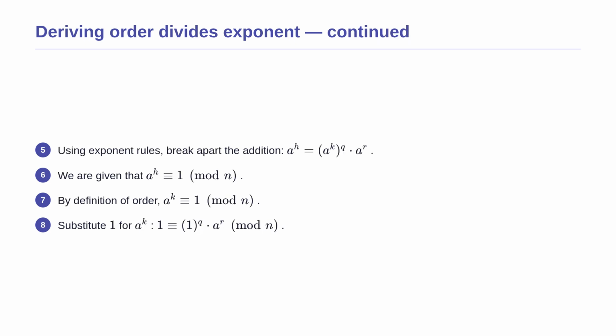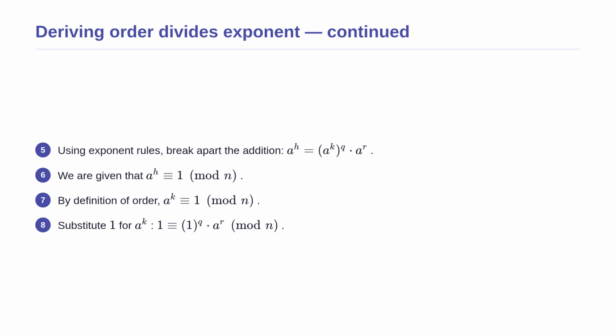Continuing our derivation, we can now analyze the exponent in terms of the order k. Using the standard rules of exponents, we break apart the addition in the exponent into the multiplication of the bases. This gives us a to the power of k, all raised to the power of q, multiplied by a to the power of r.